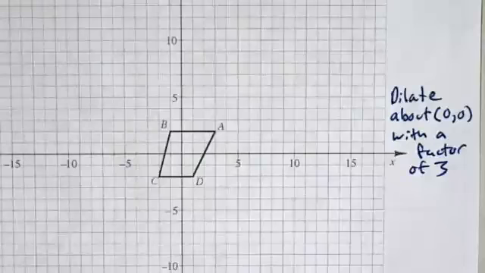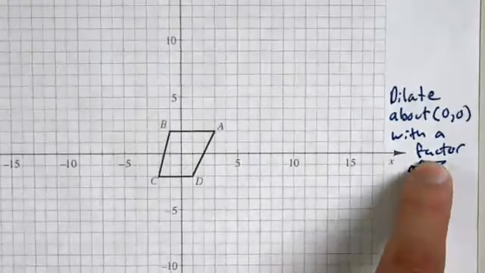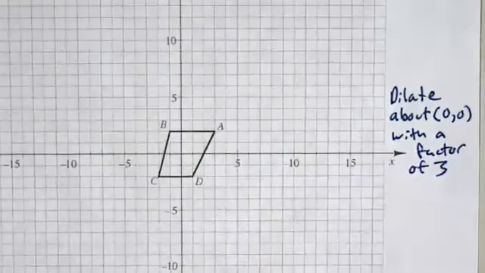Sometimes they call this a scale factor. Sometimes we'll put the word scale in front of that. So after we do this, we are going to expect to have something kind of the same shape, but it's going to be bigger. How much bigger? 3 times as big. Okay.